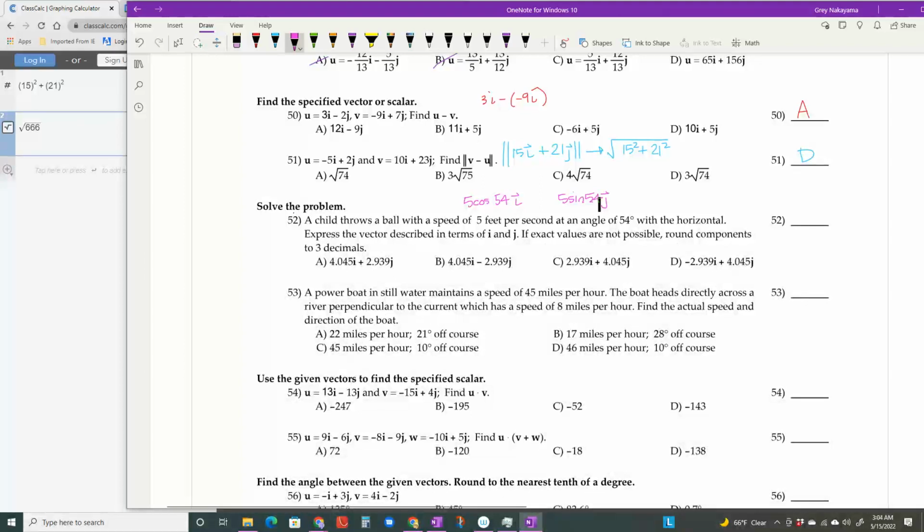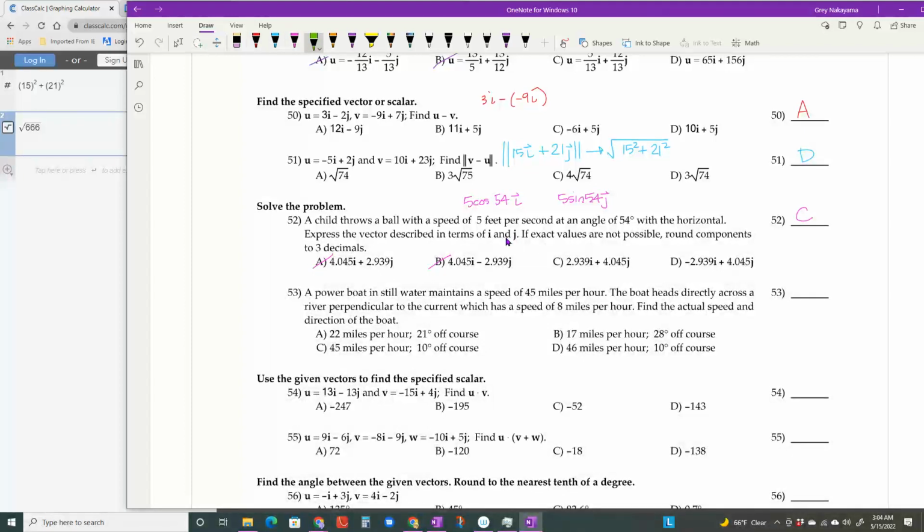So when you put those in your calculator, when you do the first one, 5 times the cosine of 54, you don't get 4.054. You get 2.939, but you get a positive, so the answer has to be C.